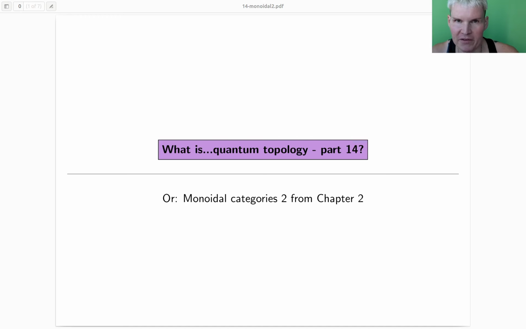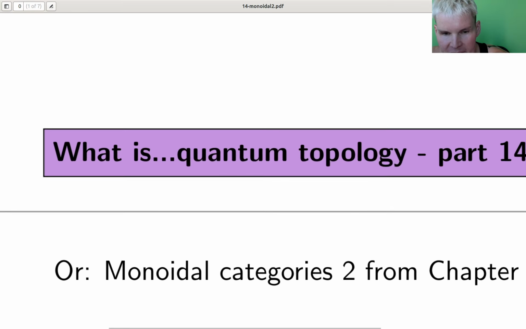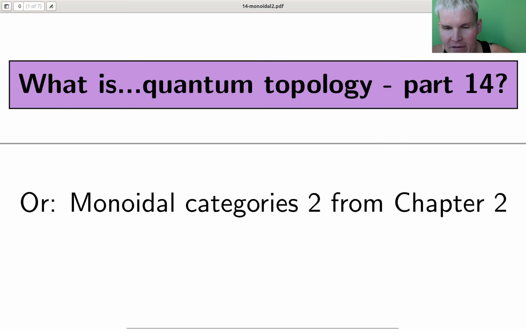Okay, welcome everyone to this continuation of what is quantum topology. So, quantum topology, and we're already thinking about monoidal categories. And today I would like to tell you about one very, very crucial thing about monoidal categories. There is a process called strictification, which everyone likes, in the following sense.